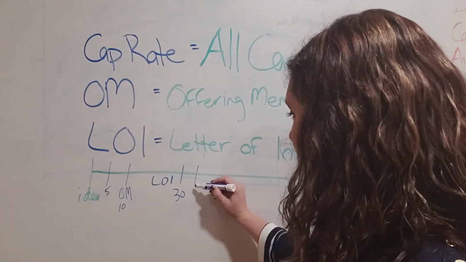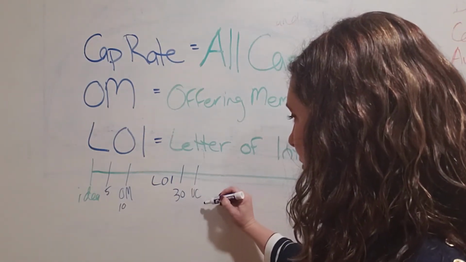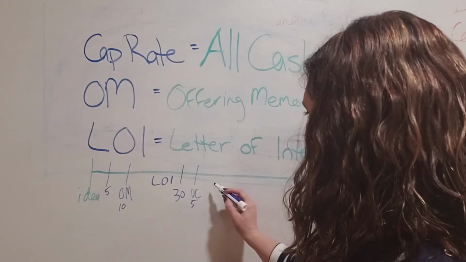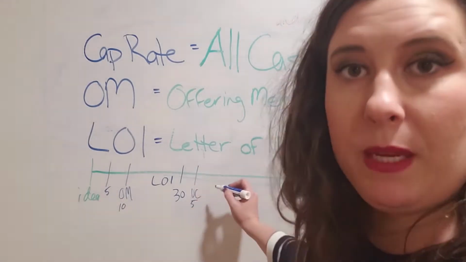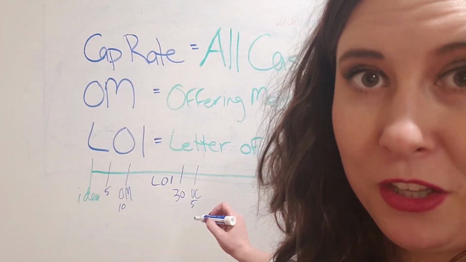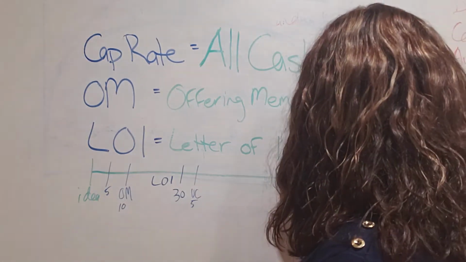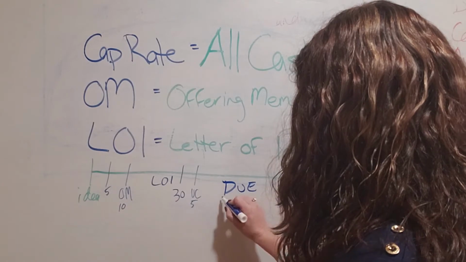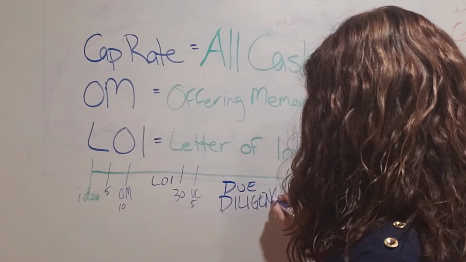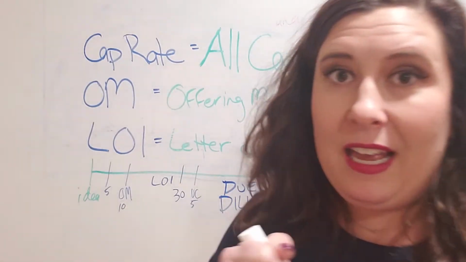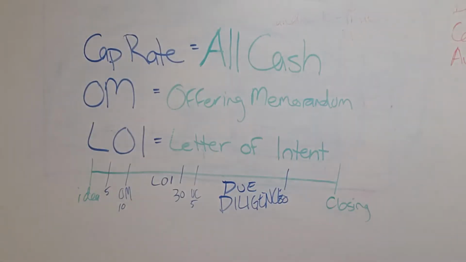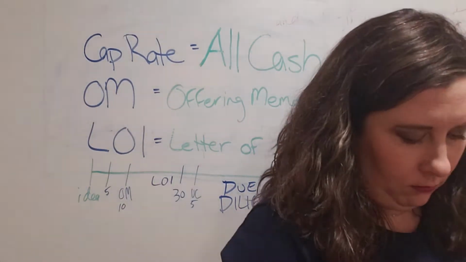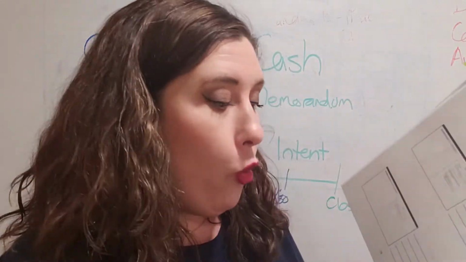We spend about 5% going under contract, UC, that's 5%. And then we're gonna spend the next 50% in due diligence. So we'll come over here to like the 80 mark. This is all due diligence. Due diligence is when you are looking at the actual title. You're gonna get a title opinion. You're actually looking at, I don't want to miss anything, rent rolls.